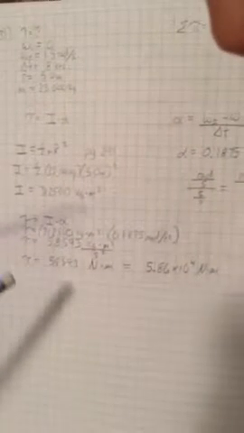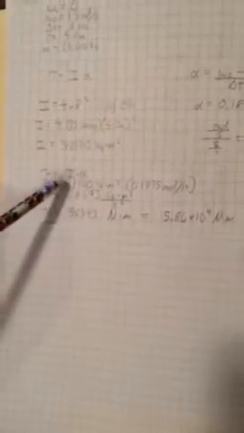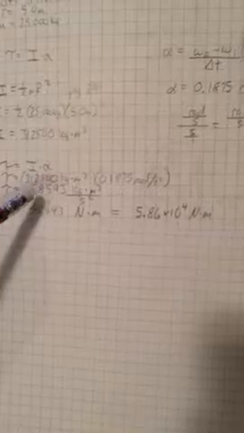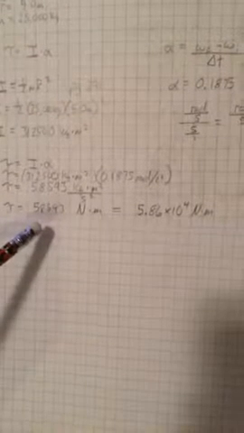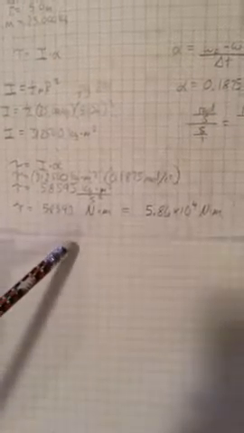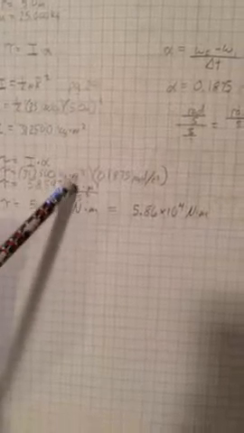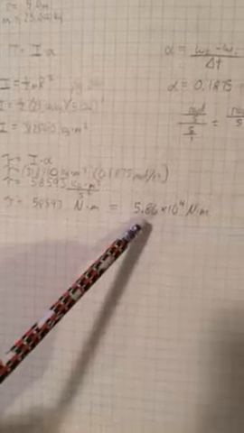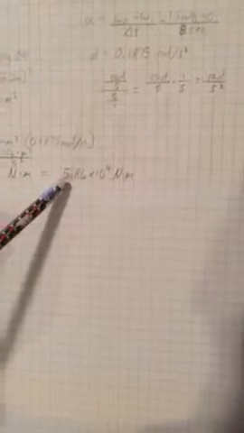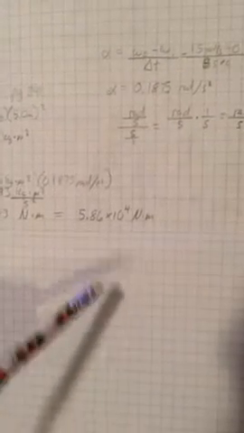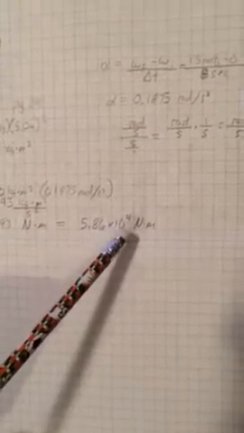Finally, very simple last step. Tau equals I alpha. So I take my I, my alpha, and multiply them together. I get this number. It's in Newton times meters. I showed you how to get that from this already. And we'll simplify it a little bit, and I get 5.86 times 10 to the 4th newtons times meters. And that's number 31.